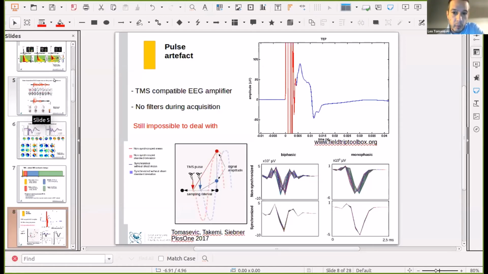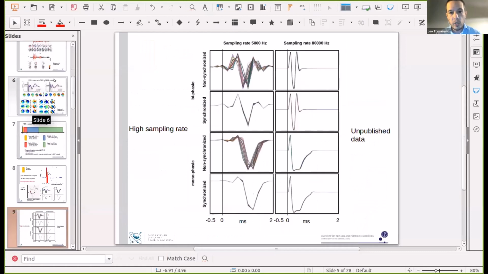It's still not possible to deal with this artifact. What we do is just discard it by interpolating the time points where the artifact is present, since it's usually in the first milliseconds, as I said before. What I usually suggest is to use as high a sampling rate as possible, because with a high sampling rate the artifact is much shorter, and it needs no filters, and if we use filters, we spread the artifact. For example, here is an 80 kilohertz acquisition on the right, and you can see how the signal recovers much faster, mainly with the biphasic pulse.